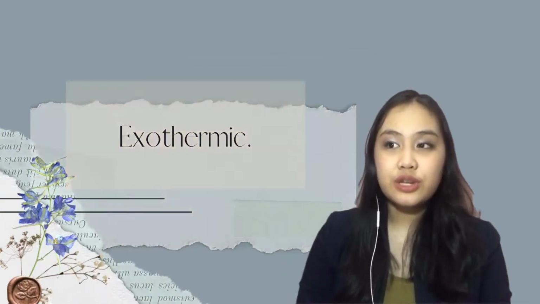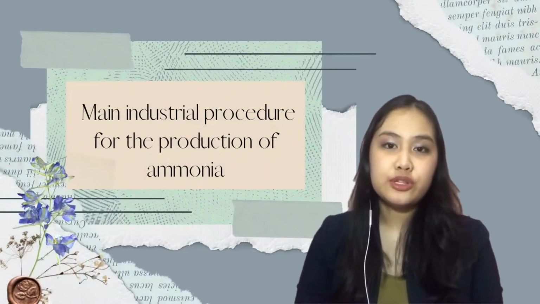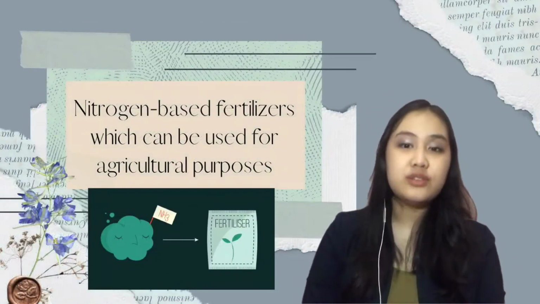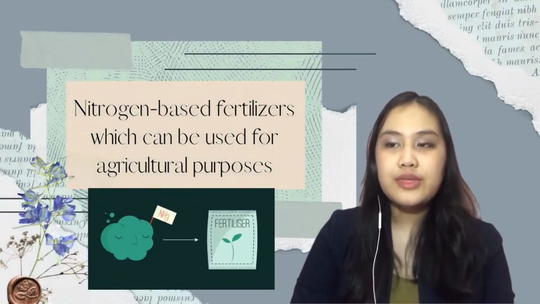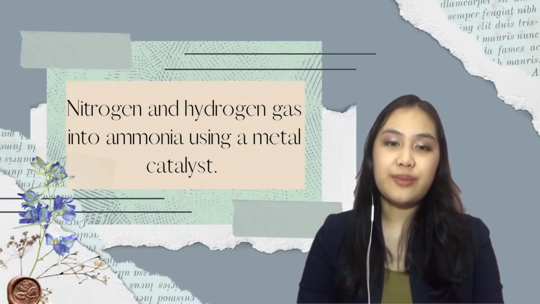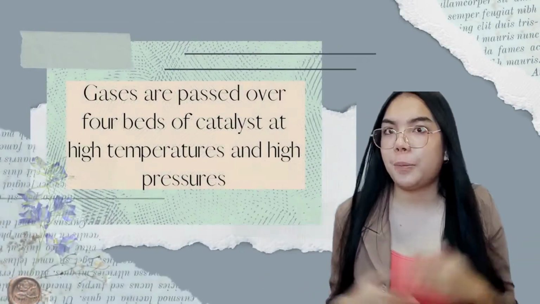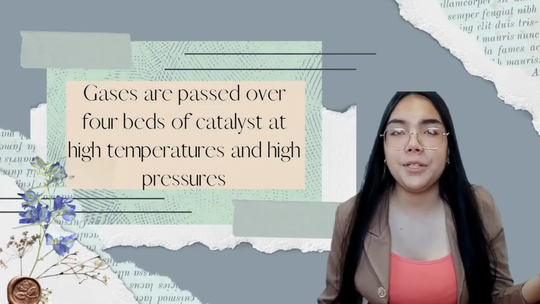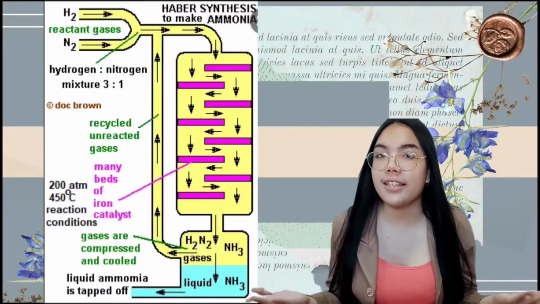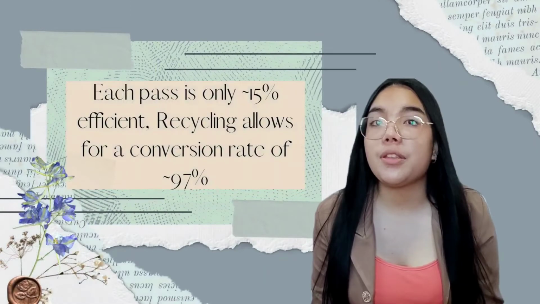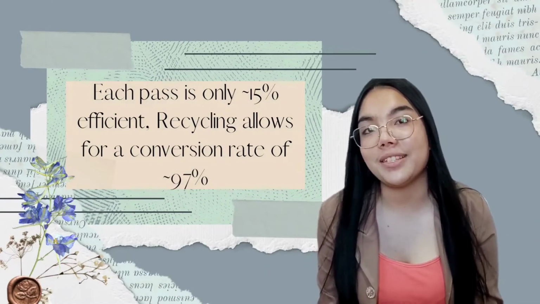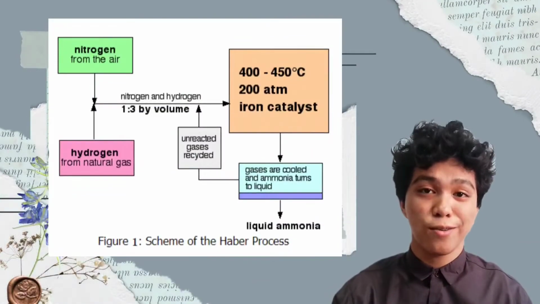The Haber process is currently the main industrial procedure for the production of ammonia, given that it is used to make nitrogen-based fertilizers which can be used for agricultural purposes. The Haber process involves the conversion of nitrogen and hydrogen gas into ammonia using a metal catalyst. First, gases are passed over 4 beds of catalyst at high temperatures and high pressures. Between each pass, the mixture is cooled and any unreacted gases are recycled. Each pass is only 15% efficient. However, recycling allows for a conversion rate of 97%. The flowchart of the Haber process looks like this.